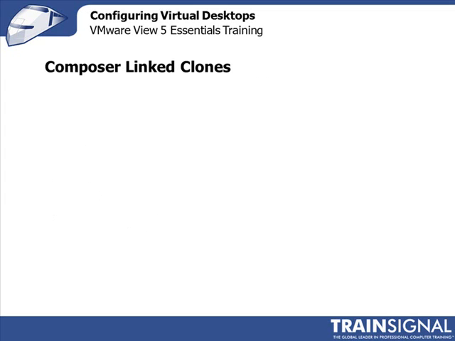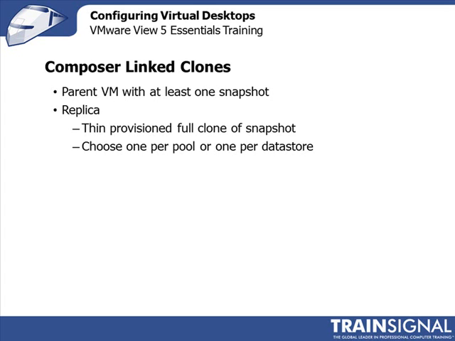So let's jump right into Composer linked clones and do a bit of a deep dive here. A Composer linked clone at its very base originally starts with a parent VM with at least one snapshot. So what I have is a virtual machine, not a template, but a regular standard virtual machine that I've configured as my golden image. And when I think I've gotten this golden image set exactly the way I want it, I'm going to power that off and take one snapshot. And that's going to become the basis for my linked clone.